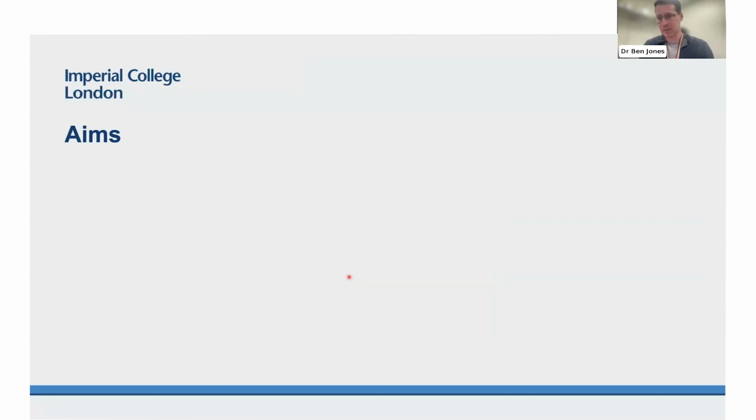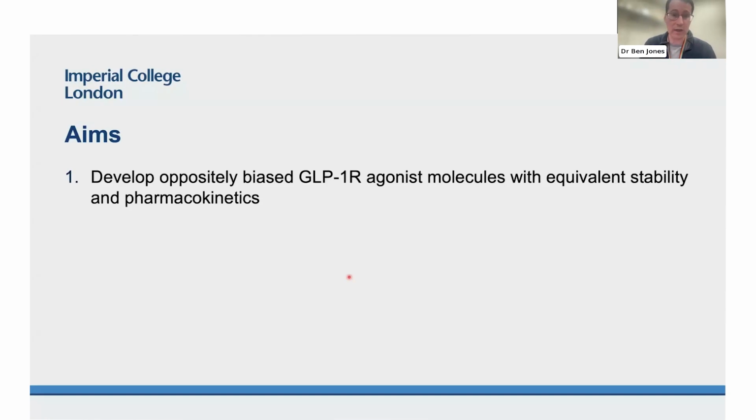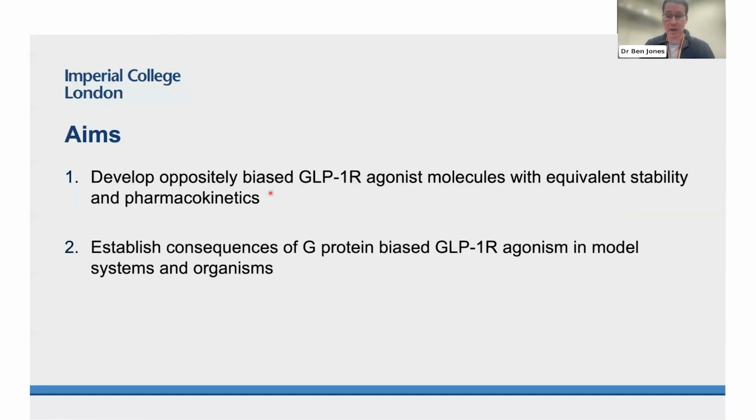So that's something that we've been working on for a little while now. One of our aims has been to develop oppositely biased GLP-1 receptor agonist molecules, which have got equivalent stability and equivalent pharmacokinetics as well. So we take those differences out of the equation, and so we can just look at any functional consequences which could be attributed to this biased signaling. And then we test these in cell models, in preclinical in vivo models, disease models, and then eventually we wish to do studies in humans as well.